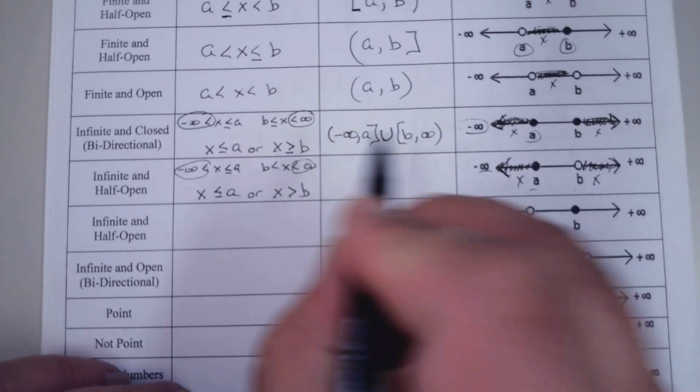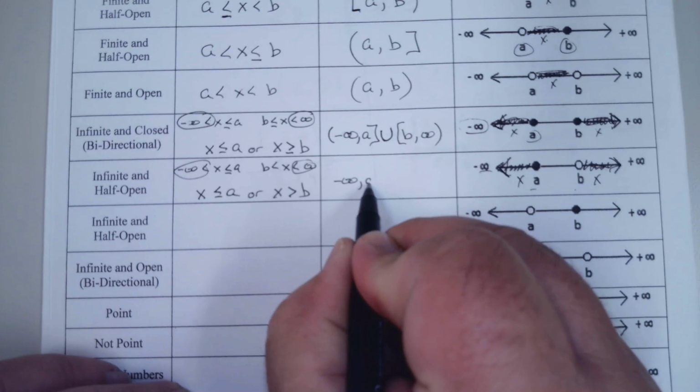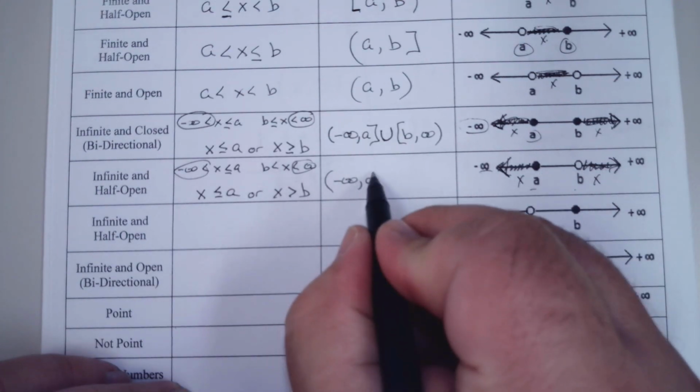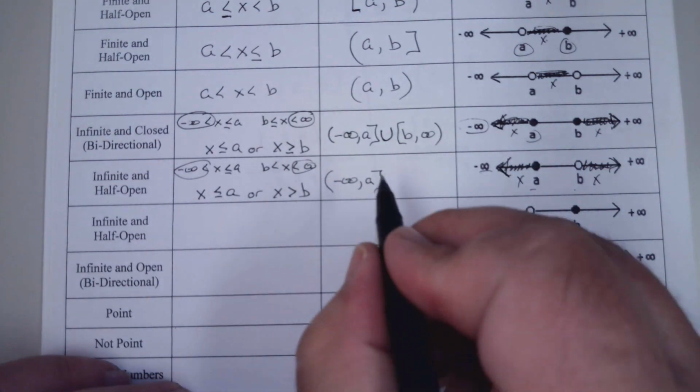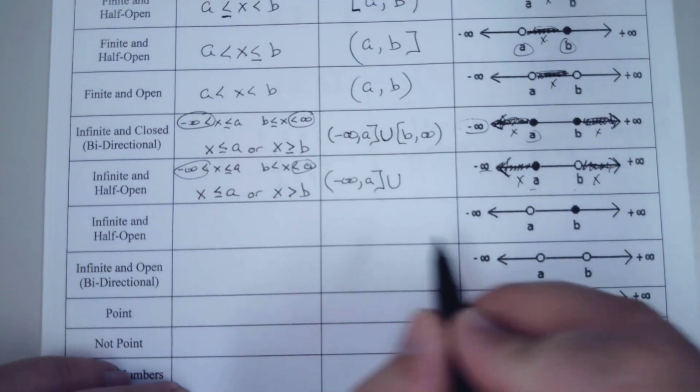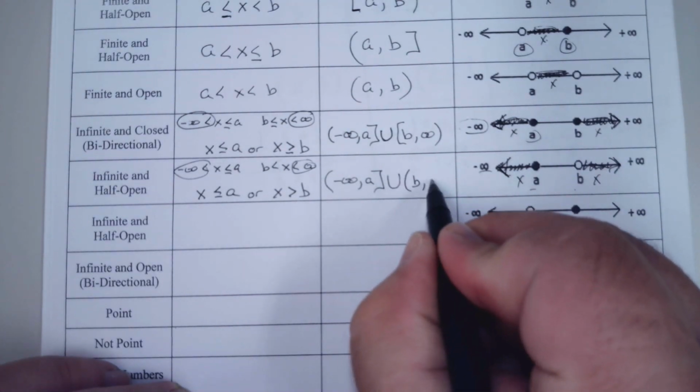Look at the endpoints. Negative infinity to a. A is blacked out, so it's a bracket. Union, parenthesis b, comma, infinity.